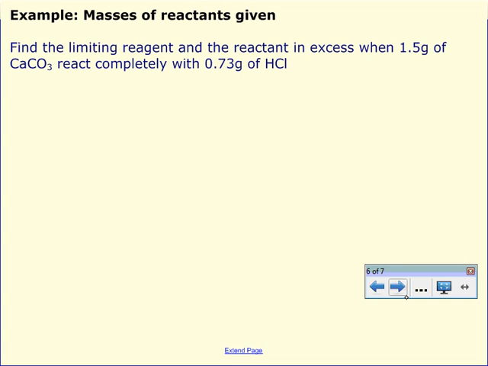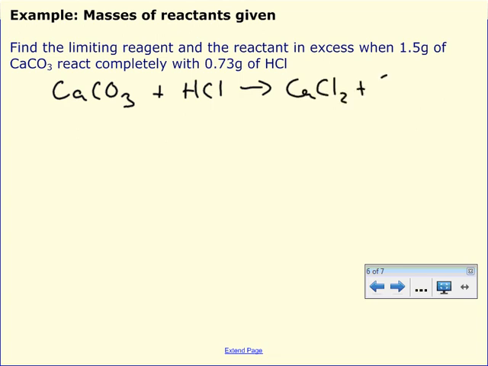So first of all, write a balanced chemical equation. So I have CaCO3 plus HCl. Well, I'm going to get a couple things. I'm going to get calcium chloride, I'm going to get carbon dioxide, and I'm going to get water. So right off the bat, easiest thing, again, nice little 2-to-1 ratio between my reagents. 1 calcium carbonate to 2 HCls. So now I have to find out how many moles of each do I have.